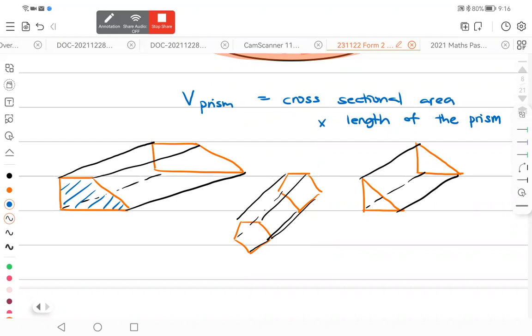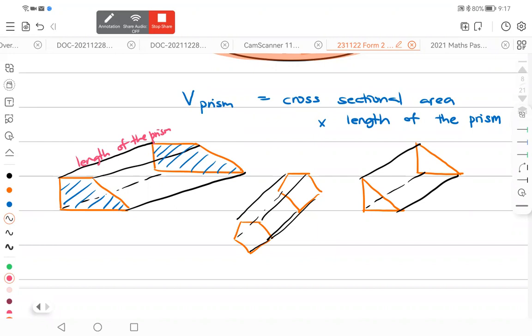So if you look at the prism, you go and shade which two shapes are exactly the same. And the line connecting the two same shapes will be the length of the prism. This is known as the length of the prism, or the black color line.